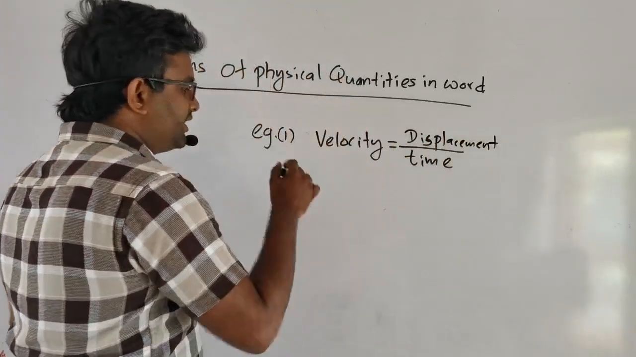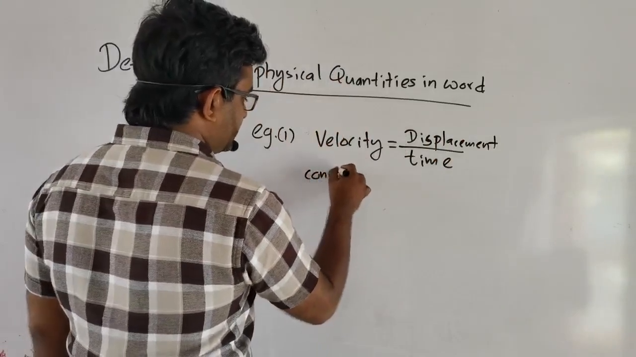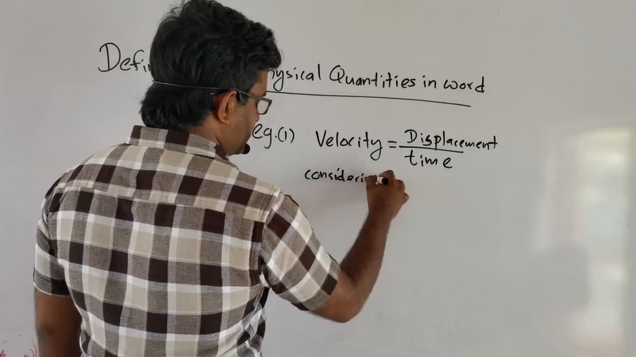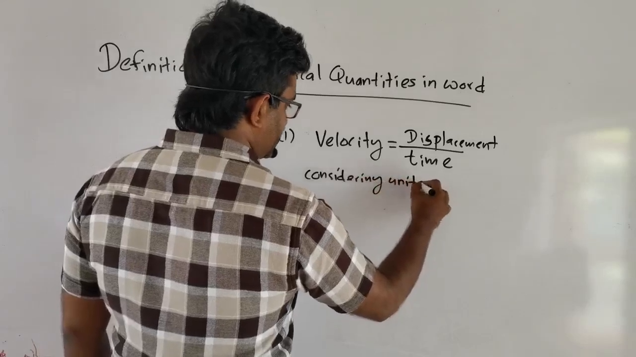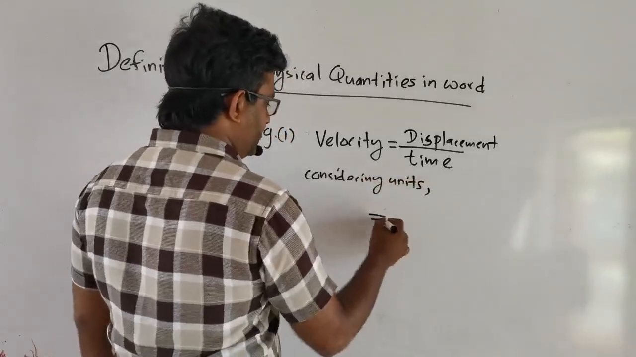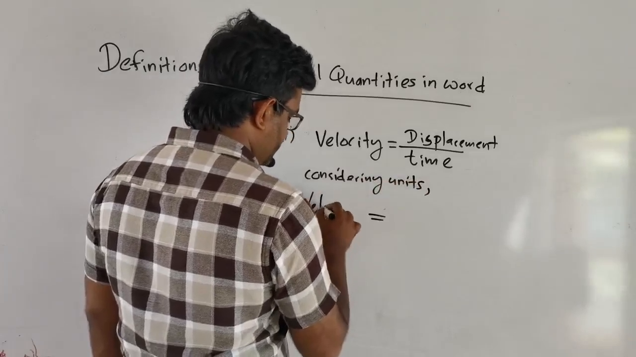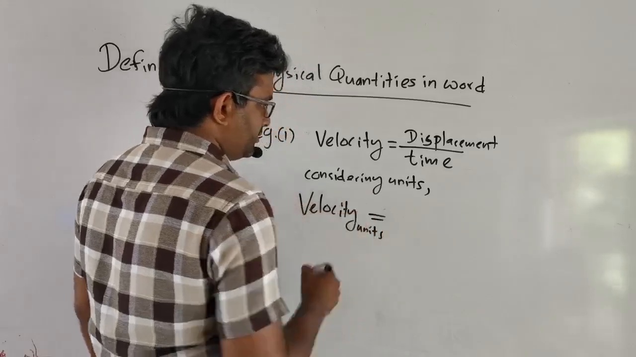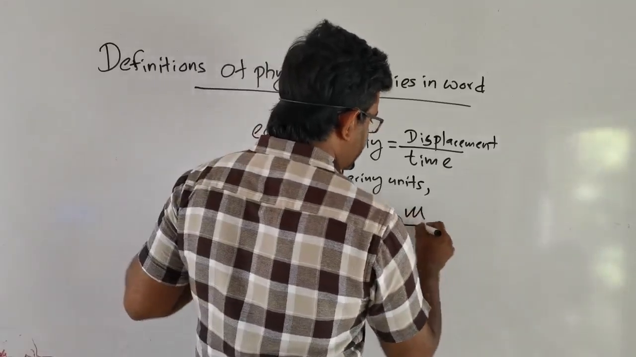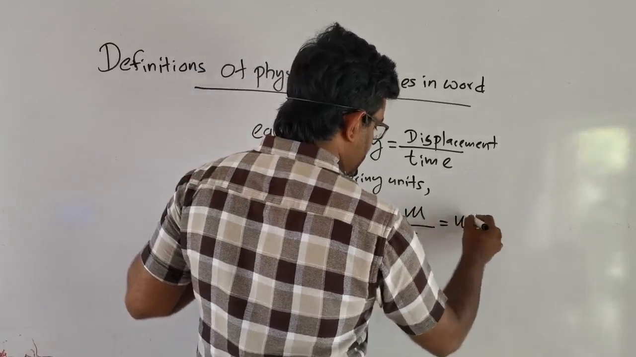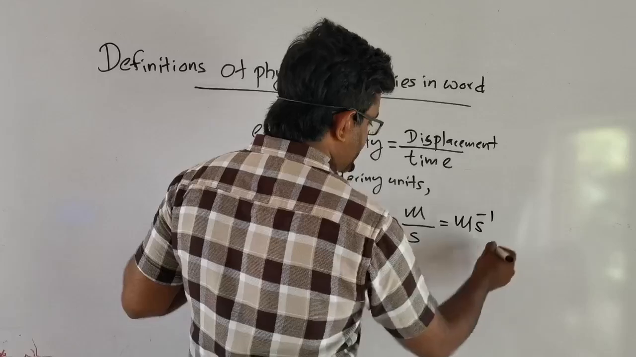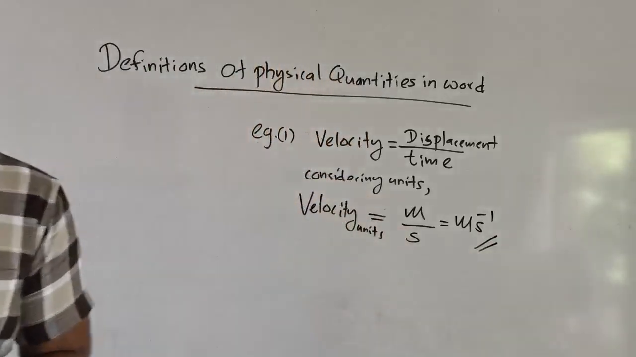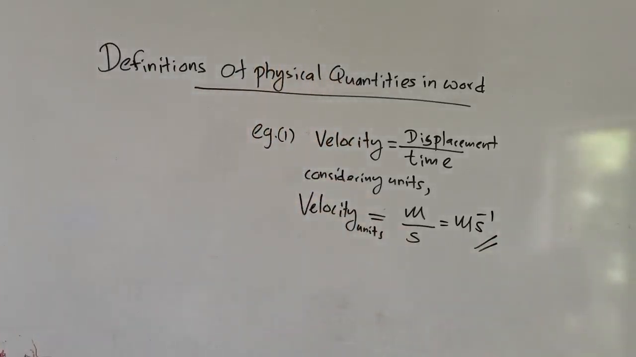Then we can consider units. Considering units, we can write units of velocity equals meters divided by seconds, right? ms minus 1. Okay, then we move to second example. Write down number 2.